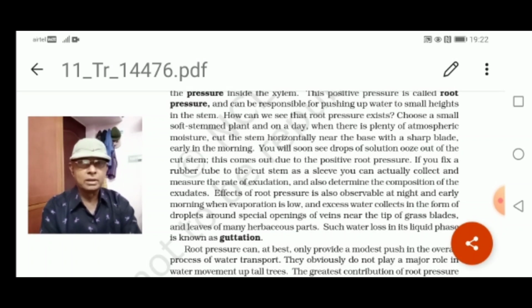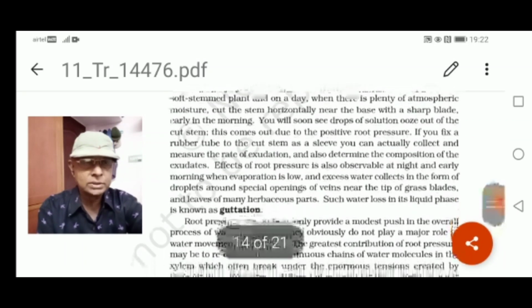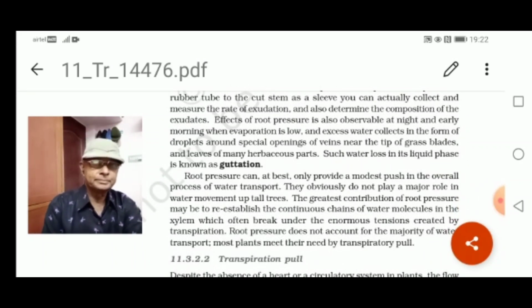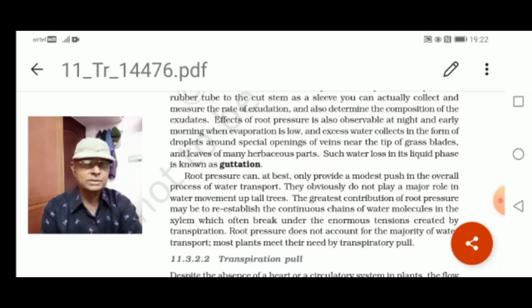So root pressure provides a modest push in the overall process of water transport. It does not play a major role in water movement up in tall trees. In tall trees, it is not possible. Root pressure will not work to push the water to the greatest heights, 100 meters, 150 meters. It is not possible.